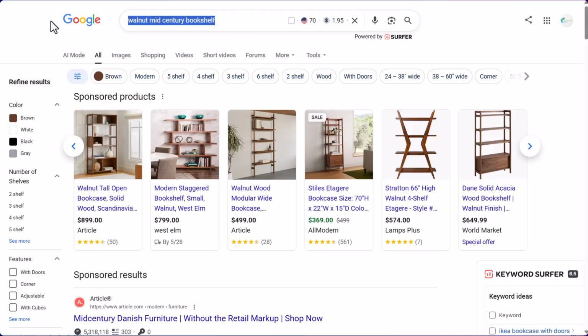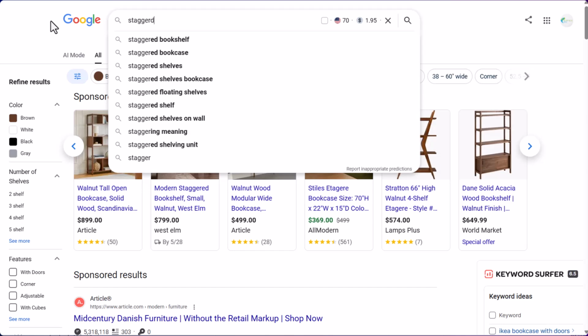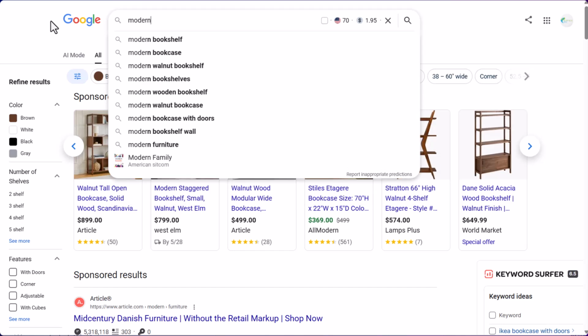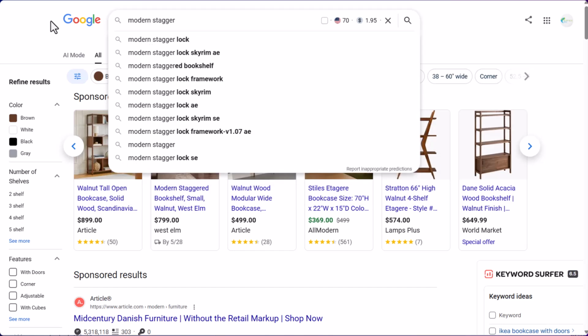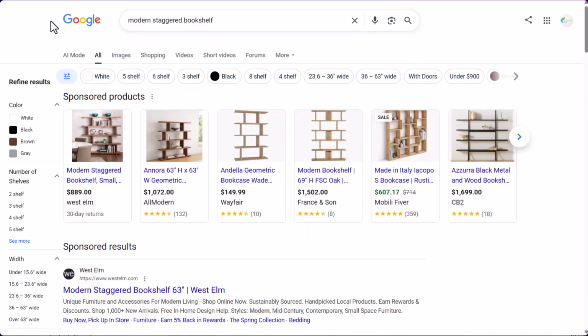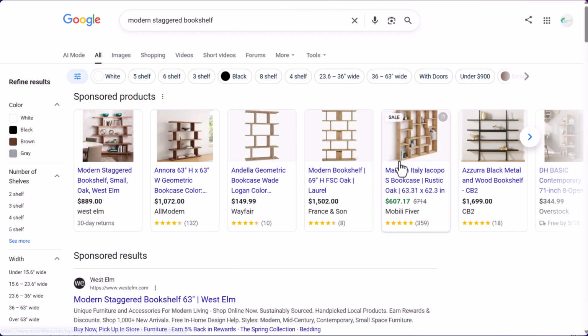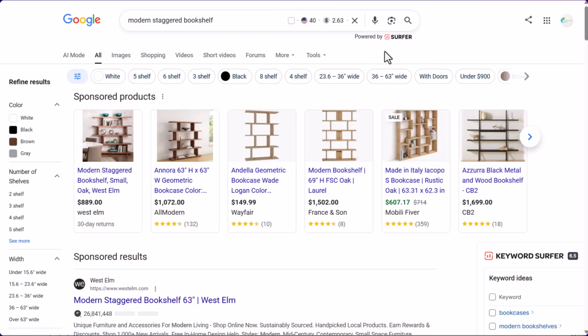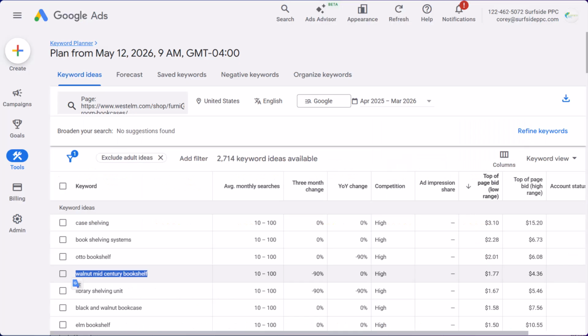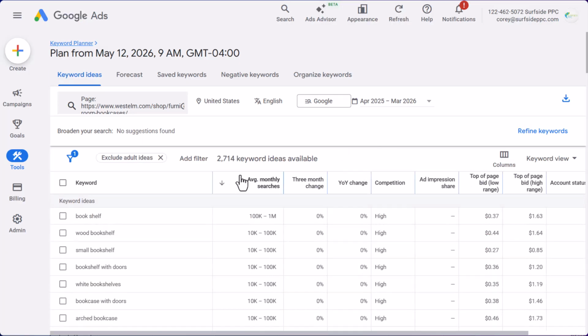So that's another one where it could be staggered bookshelf. And it could be modern staggered bookshelf. And it looks like they already kind of named their things with SEO in mind, the way that people are searching for it. But if this is something that people are searching for, you want to target the keyword this way. When you're going through your keyword ideas and you're trying to build a keyword list for Google Ads, your goal is not to say, I need to find the keywords with the most average monthly searches. Unless we want to target every single bookshelf keyword.